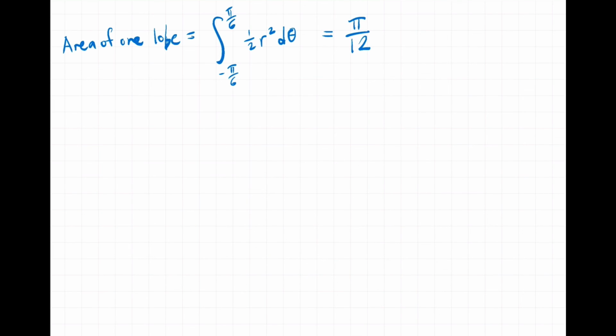So we figured out the area of one of those 3 petals or lobes in the graph of r equals cosine 3 theta. The area of that is pi over 12. So to find the total area, like we said, we'll need to multiply the area of one lobe by 3, because all 3 lobes have the same area. So it's going to be 3 times pi over 12, which is pi over 4.